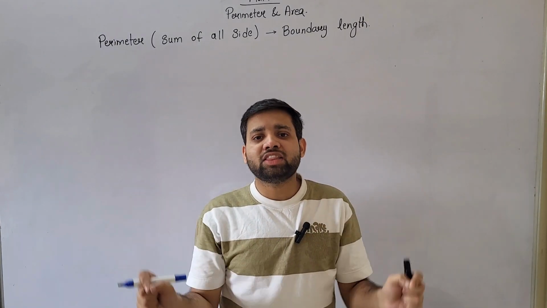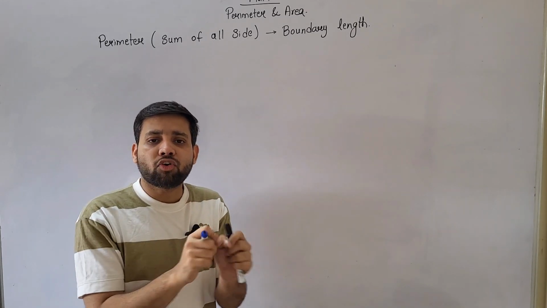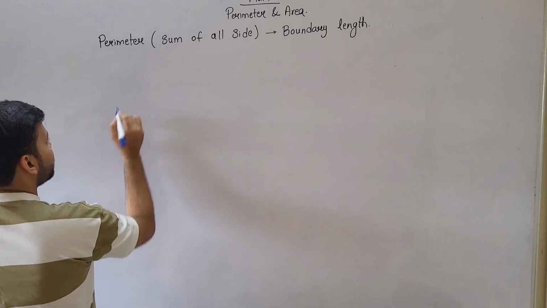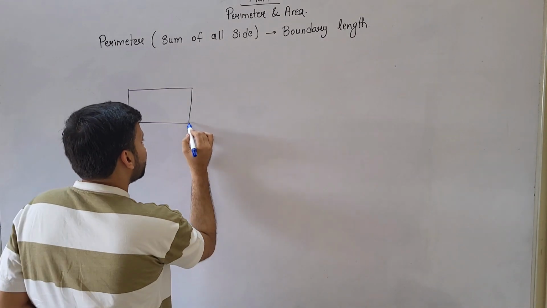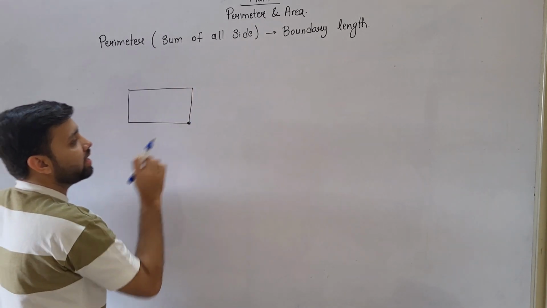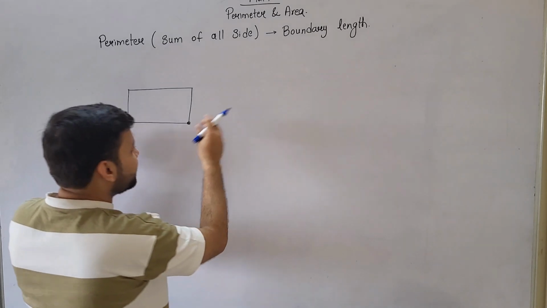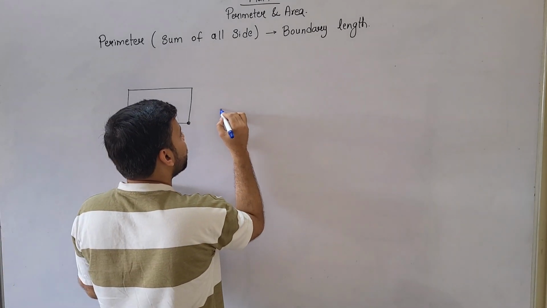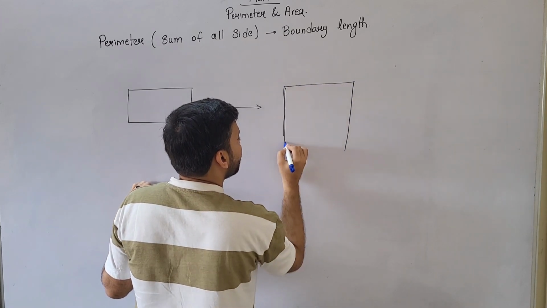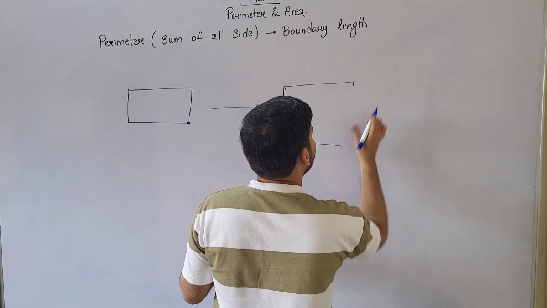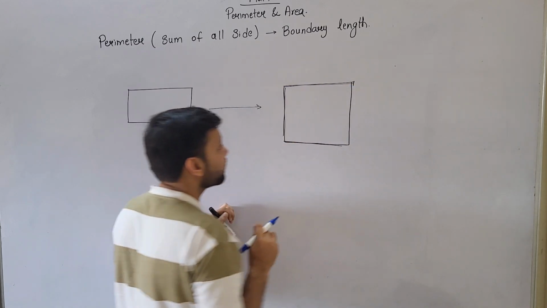Suppose we have a length of wire, and with that wire we have formed a rectangle. So that wire is used to form a rectangle, or a thread, whatever. Now the question will come: if I open this wire and convert the shape into a square, calculate the side of the square or the area of the square.